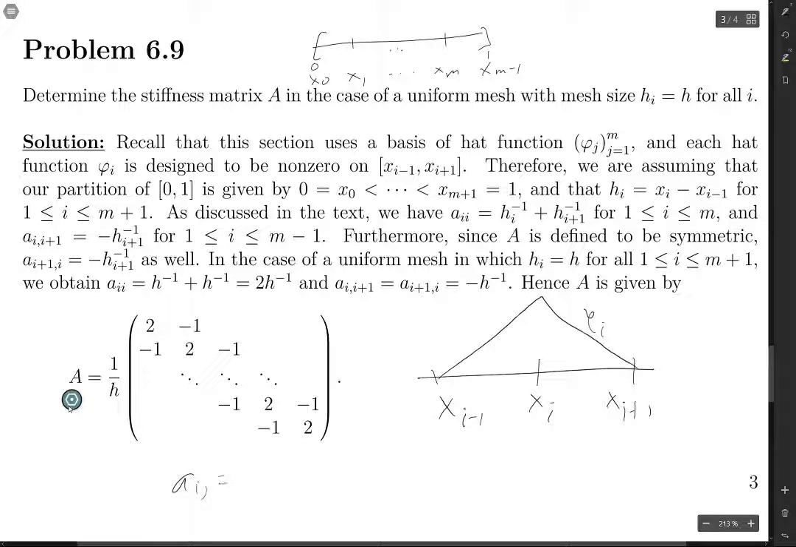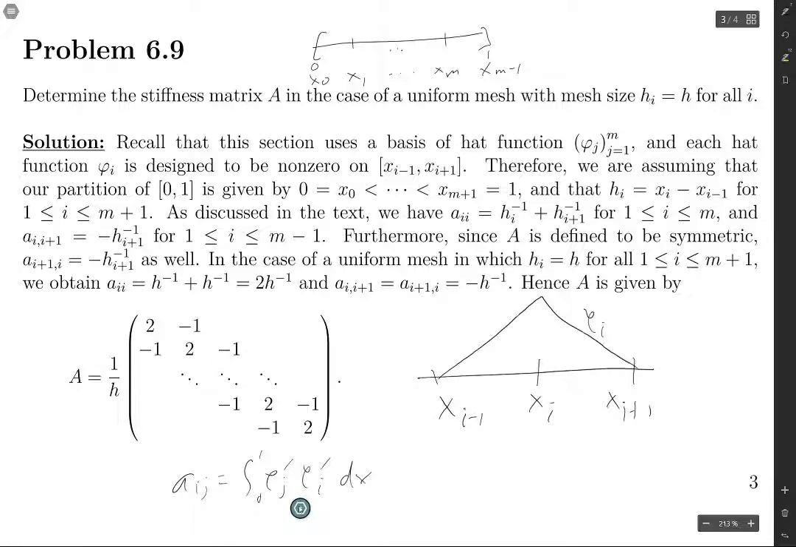Each a_ij is given by the integral of phi j prime times phi i prime dx, I believe, from 0 to 1. In our particular scenario it doesn't matter, since phi j phi i is the same as phi i phi j. That might be more general, I don't recall off the top of my head.